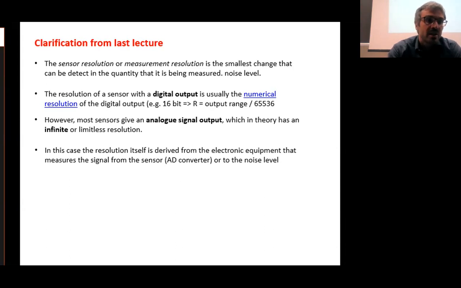So in the case of an analog sensor, the resolution is derived from the electronic equipment that we use to measure the signal, for example, the A to D converter, or from the noise level. If we read an analog sensor like a load cell or a force sensor, we see that the signal is very noisy, due to electromagnetic disturbances. We cannot measure any force in that range, so we can say that the resolution is certainly at least at the noise level.